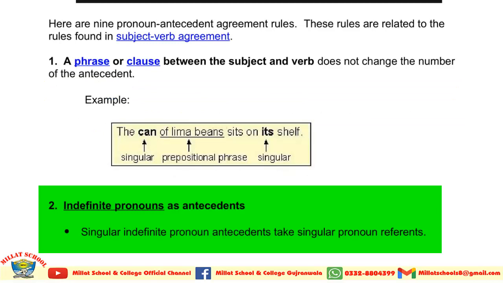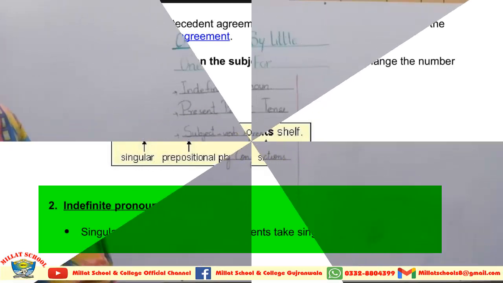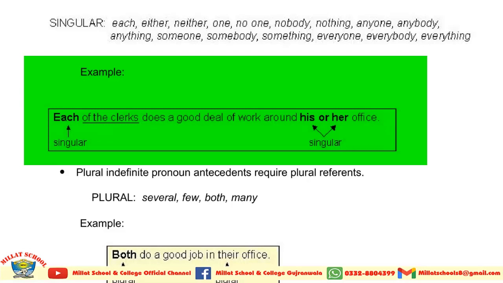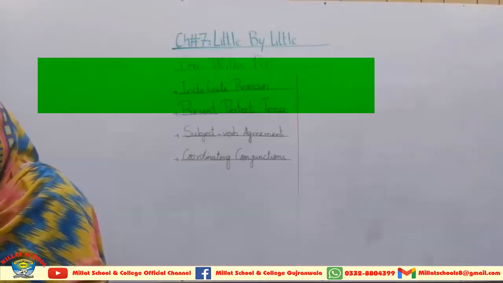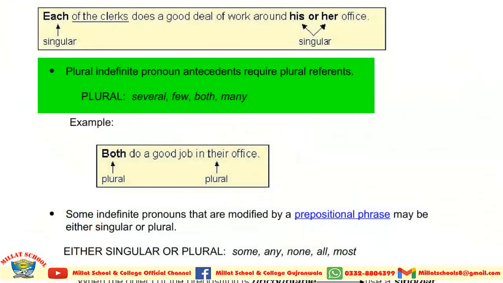Indefinite pronouns are antecedents. If a singular indefinite pronoun is an antecedent, then you will take a singular pronoun as a reference. Example is over here. Each of the clerks does a good deal of work around his or her office. Here each is singular, so we have used his or her as a singular pronoun in the sentence.